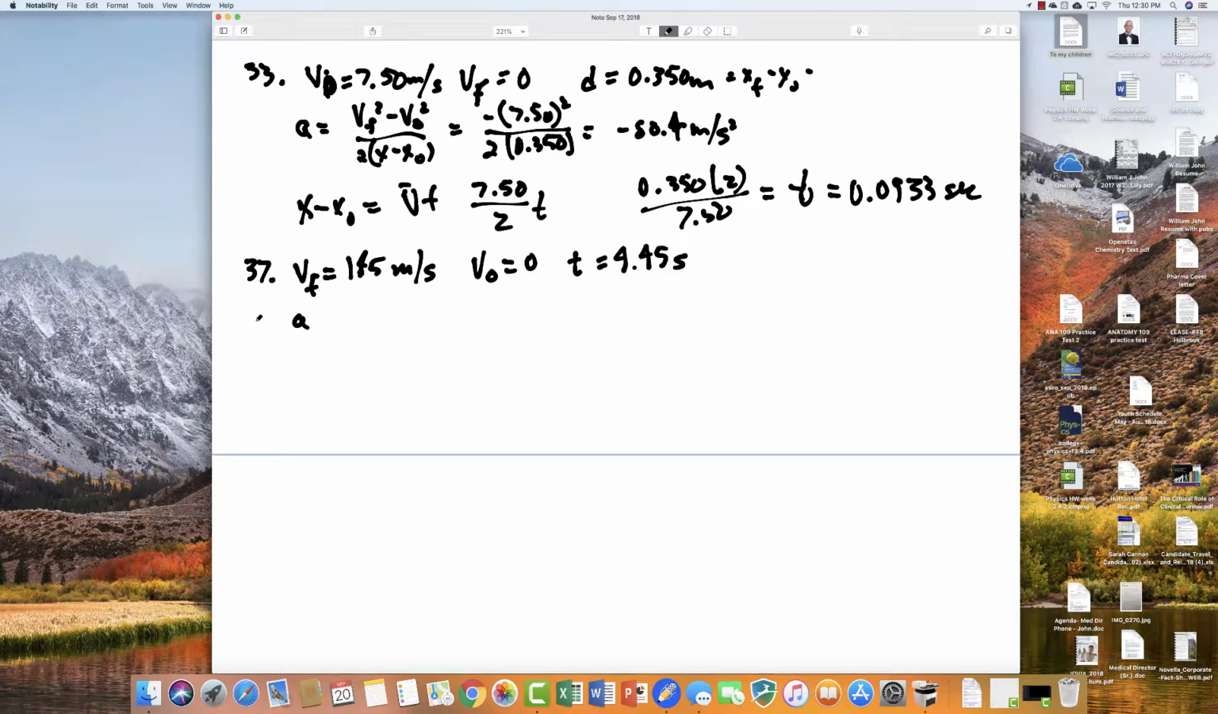Well, this is pretty easy. The acceleration is going to equal VF minus V0 over t, assuming that this acceleration is constant. So it's going to be 145 over 4.45, and 145 divided by 4.45 is 32.6 meters per second squared in the positive.